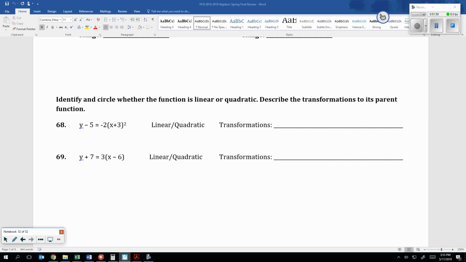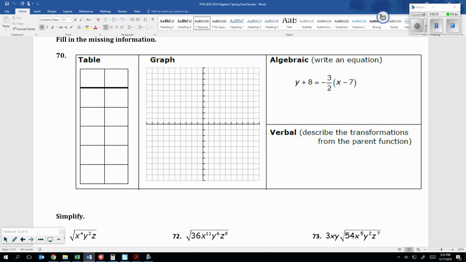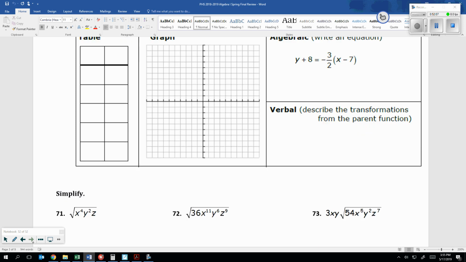Okay, for 70, you can skip this. All you do is put this in your calculator, find your table, and graph it. There's really nothing much to it.